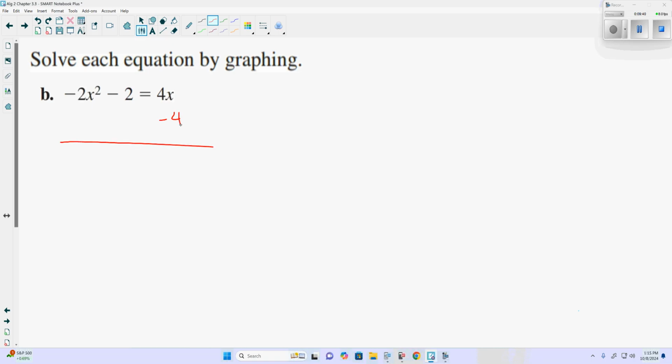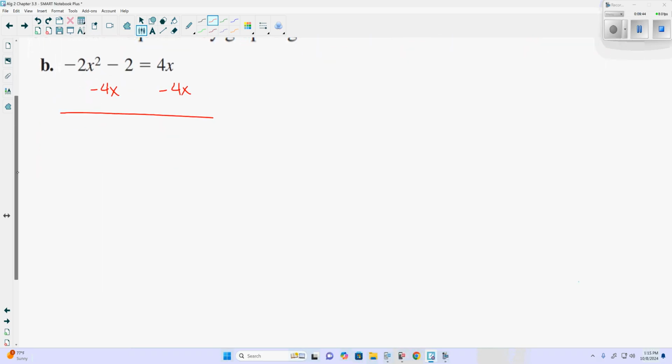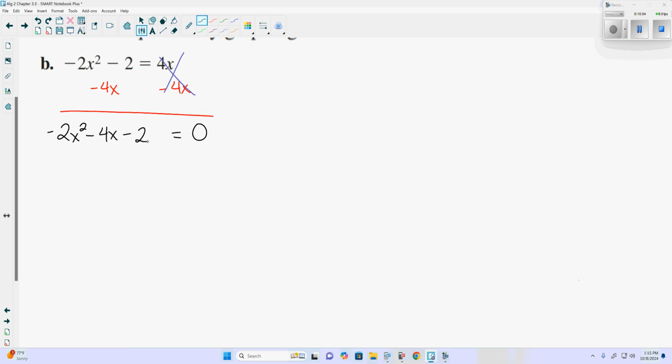So what can we do to get this equation equal to 0? Minus 4x from both sides, because 4x minus 4x is indeed 0. Our negative 2x squared, negative 4x, and negative 2, none of those are like terms, so we can't combine them. So what it'll give us is negative 2x squared minus 4x minus 2.